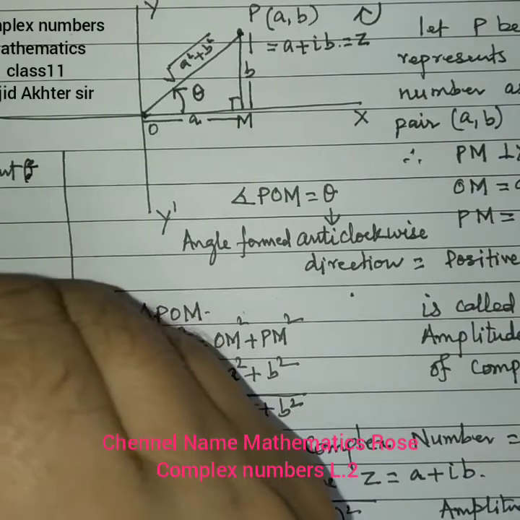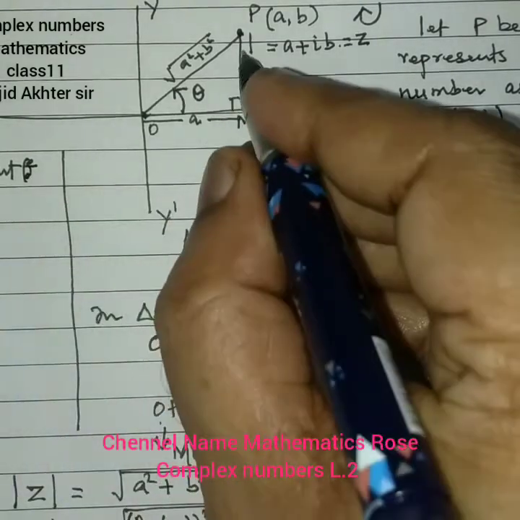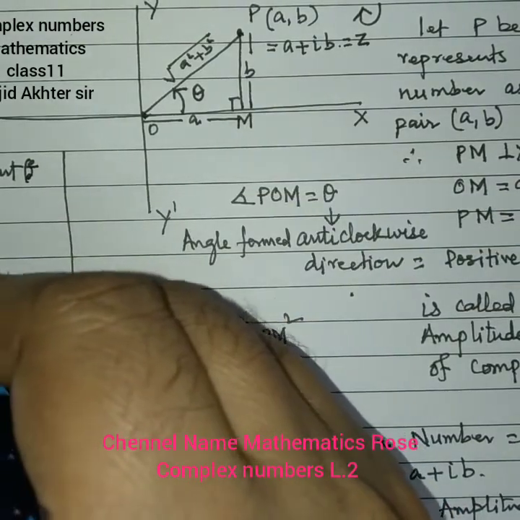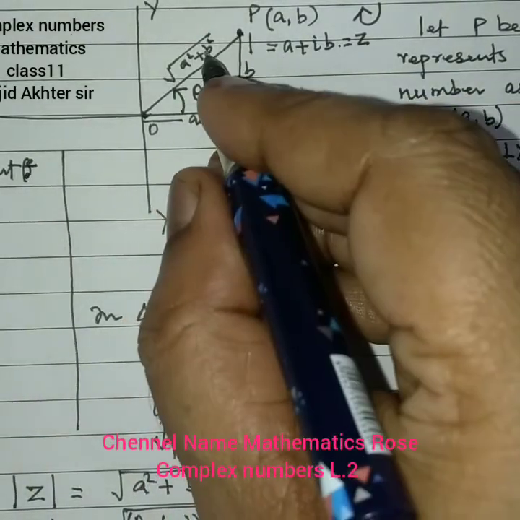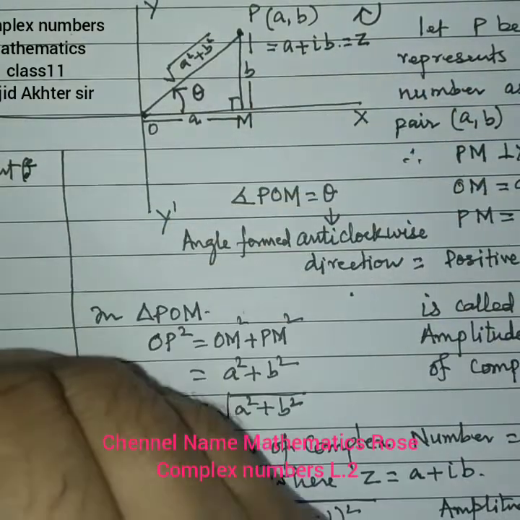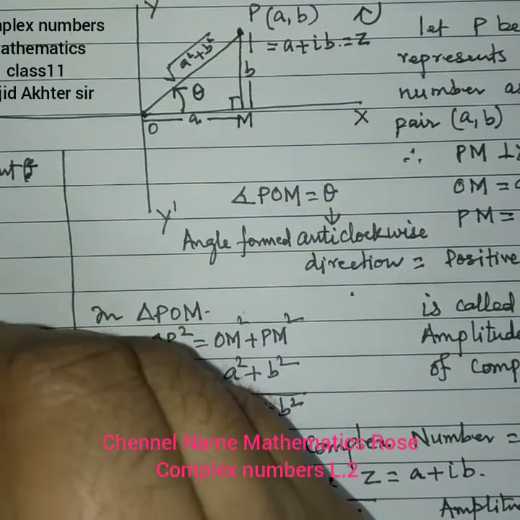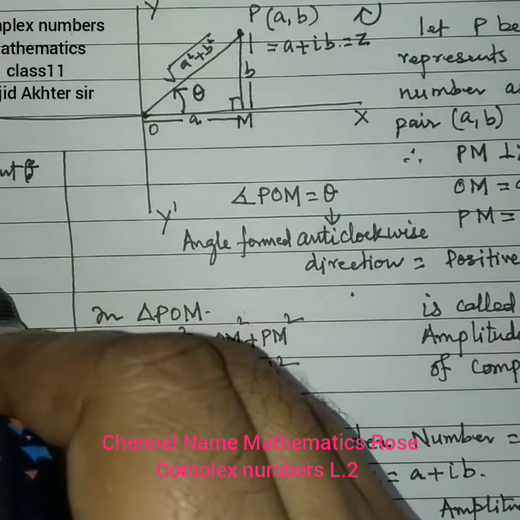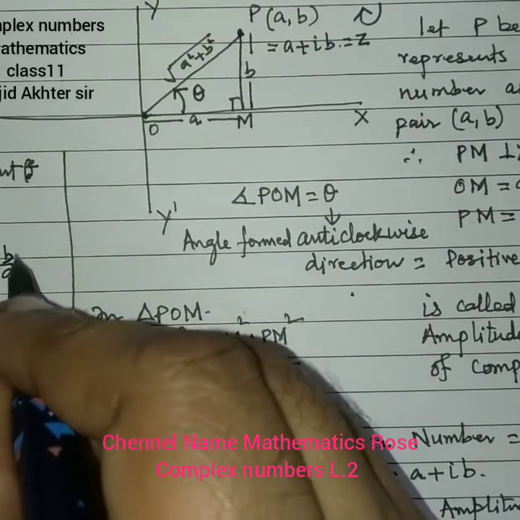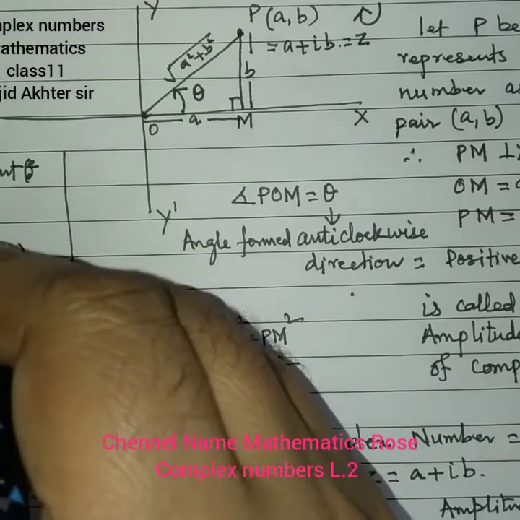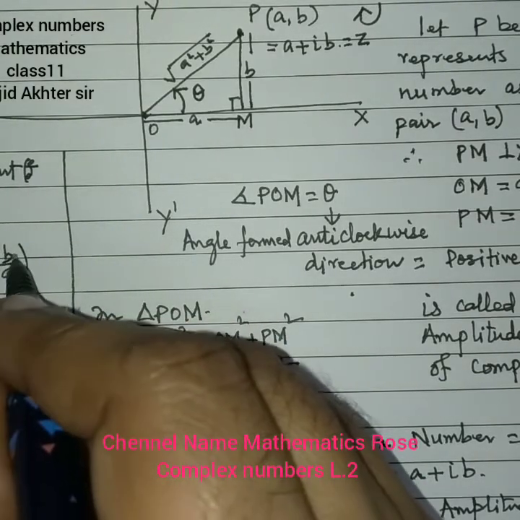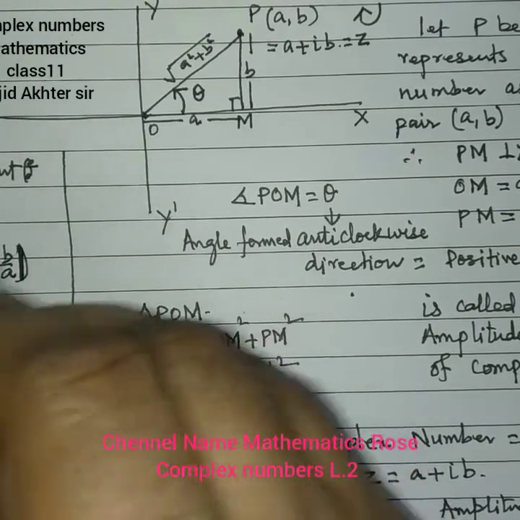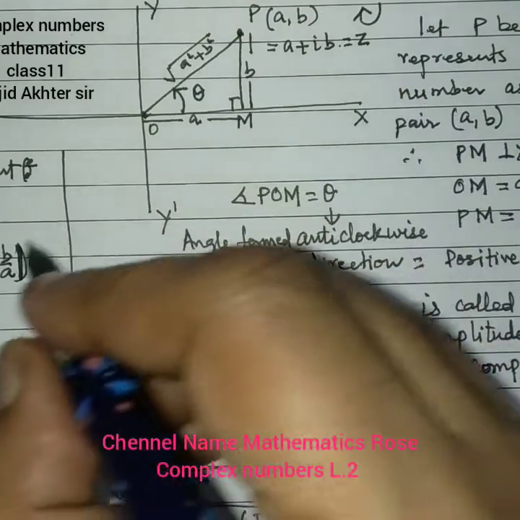Tan theta is equal to what? Tan theta is equal to perpendicular by base. So perpendicular is b by base a. So in the first quadrant a and b both are positive. So here tan theta is equal to, in class 12 we will study about inverse trigonometric function, but here we will discuss. So we will take the modulus of this. In every case we will here take the modulus of b by a. Or suppose that it is x and y, then it is y by x.